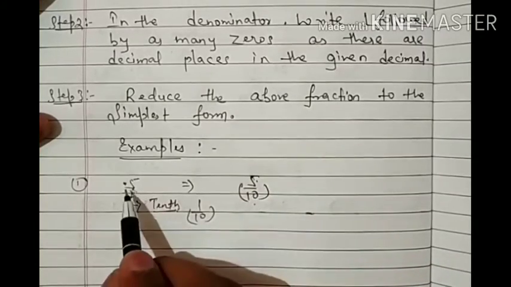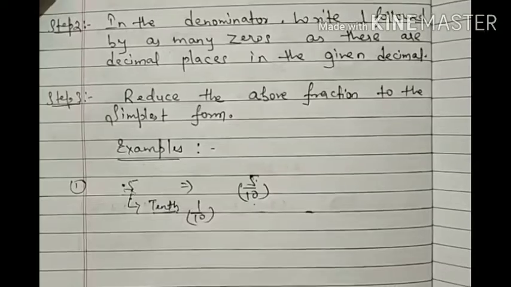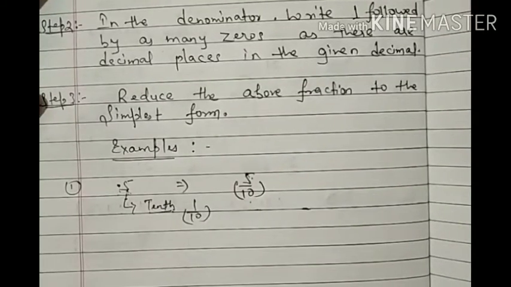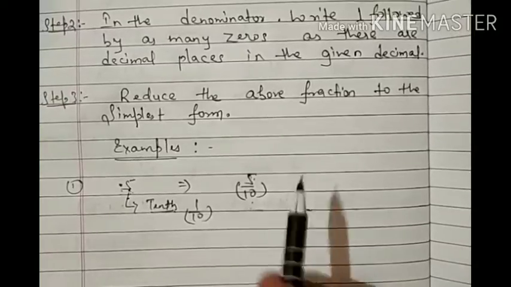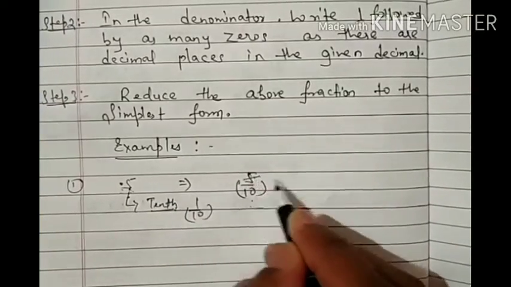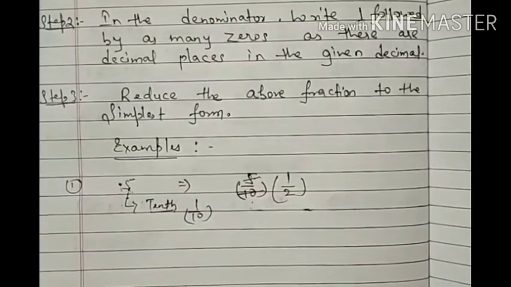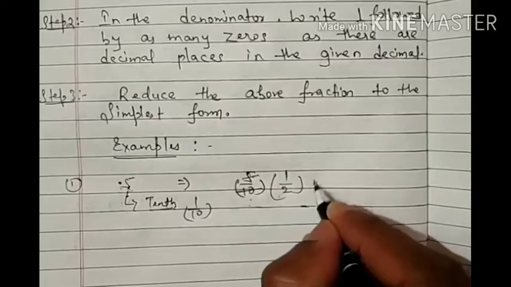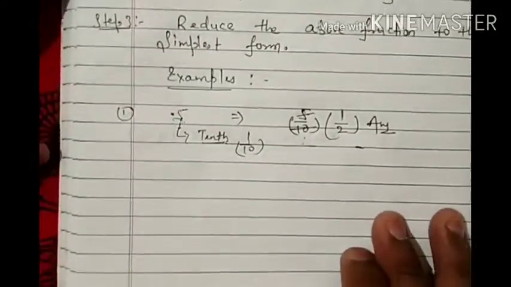Why? Because on the right side of the decimal point we had only one digit, and one digit signifies 10, that is 5 by 10. And what will be the third step? Reduce the above fraction to the simplest form. 5 ones are 5, 5 twos are 10. What do we get? 1 by 2. This is our answer. Let's take another example.